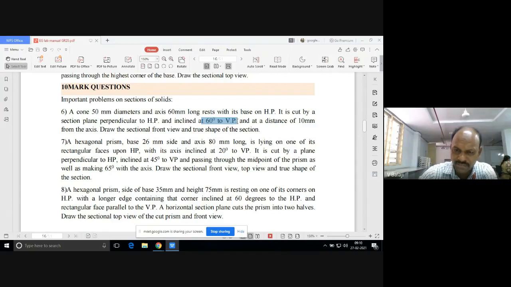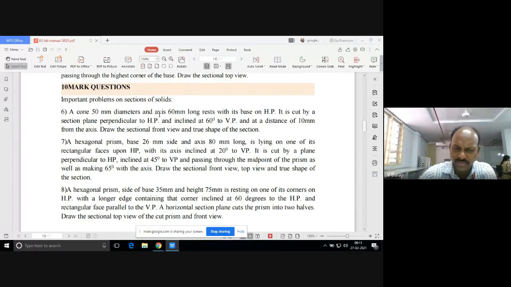At this time, whatever sectional view you are getting may not be the true shape. So we need to draw the true shape separately. However, the procedure is the same up to 70%. Only the last 30%, while drawing the true shape, the procedure changes a little bit. Now let us start this problem.